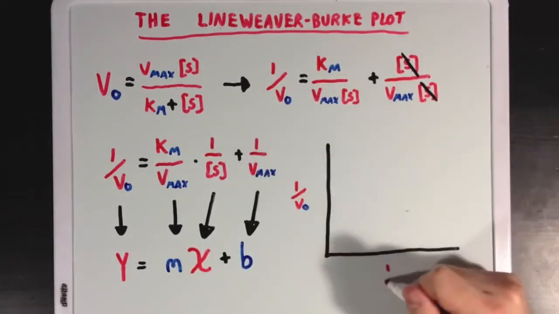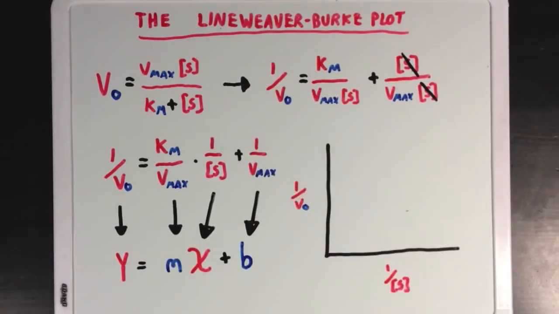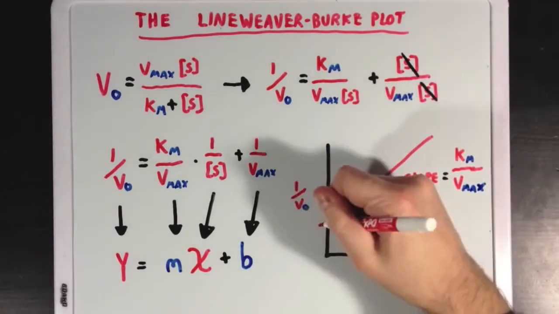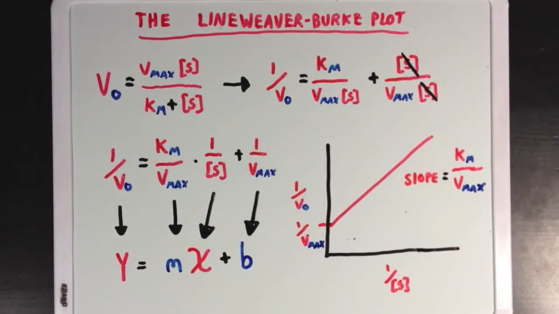We can then plot this on a graph, with our y-axis being 1 over V0, and our x-axis being 1 over S, and if we draw out the corresponding line, the slope of our line will be equal to Km over Vmax, and our y-intercept will be equal to 1 over Vmax. And we call this plot a Lineweaver-Burk plot, and it gives us another way to look into the Michaelis-Menten equation.